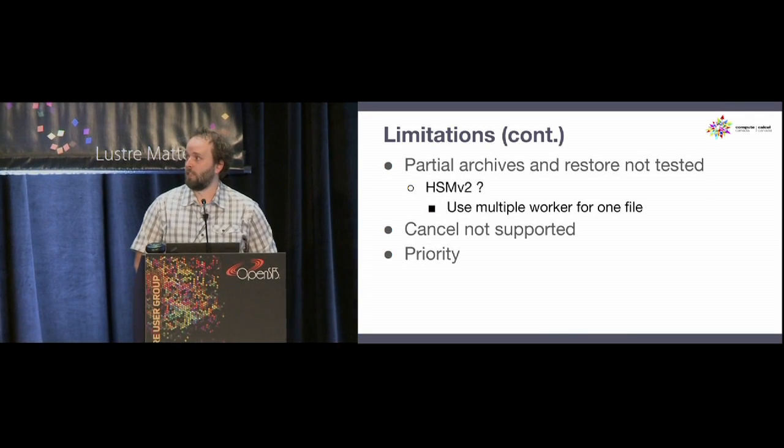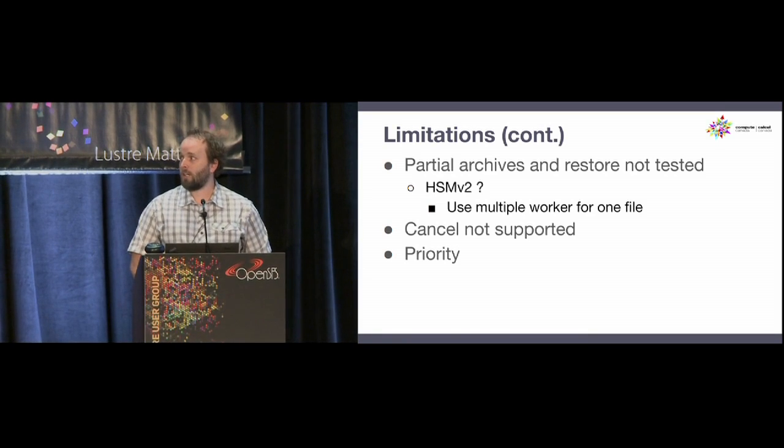And of course, we didn't try to implement partial archive or restore, as they are not supported by Lustre yet. We did not implement the cancel operation for our HSM Copytool, so if a file is being restored, archived or deleted, there's no way to cancel the operation midway. And we didn't address priority. As I mentioned in the previous slide, I would have liked to implement in the Copytool some prioritization of the HSM action items, so as to prioritize restore requests over archive requests. We can just wait for the resources to become available.